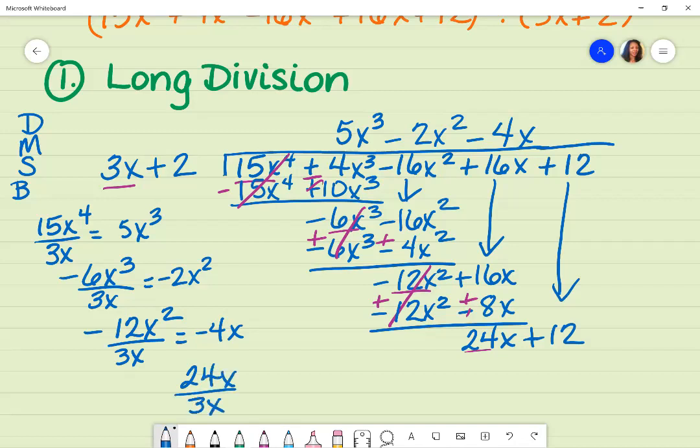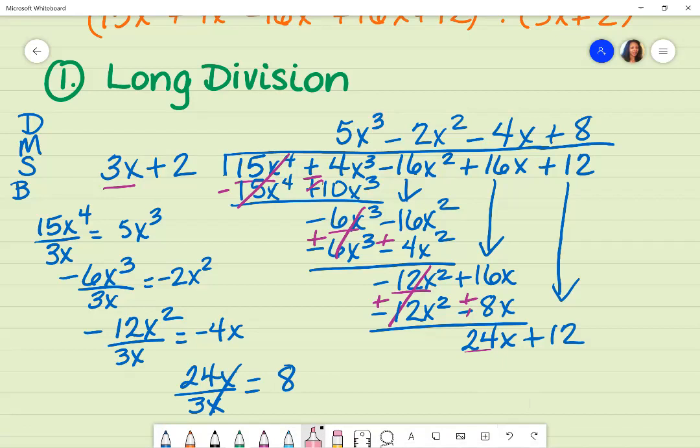24x divided by 3x. The x's go away, and there is an 8 left there. So plus 8. I have signs in between each of my terms. What is going on with this thing? All right, so I have signs in between each of my terms, and my exponents are counting down: 3, 2, 1, and then I don't have an x.